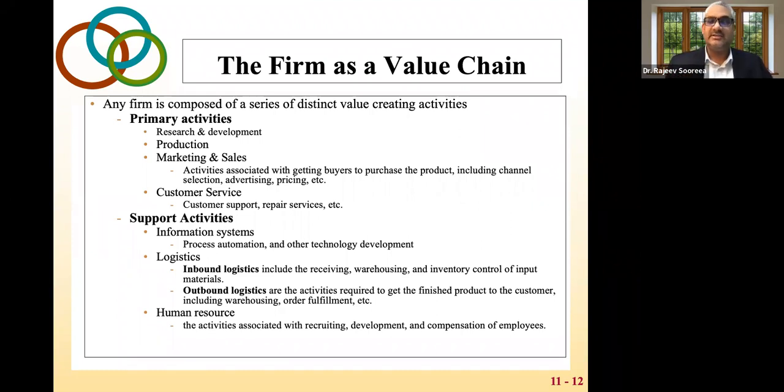What are primary activities? Primary activities have to do with research and development, production, marketing and sales, and customer service. What are marketing and sales? These are activities associated with getting buyers to buy your product, including how you select a channel for distribution, and also advertising, how you price your product. So these are all marketing channels. And what is customer service? Customer service basically is customer support and how to do repair services and all that stuff, all right? After sales service and so on.